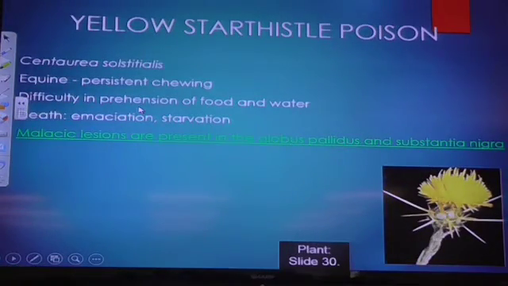So yellow star thistle is also known as Centaurea solstitialis. That means I don't even use that ever. But what is characteristic about this plant is its appearance. It has a bright yellow flower and has multiple thorns projecting from the base. So it's called yellow star, yellow coloring, and has like a star appearance at the base.